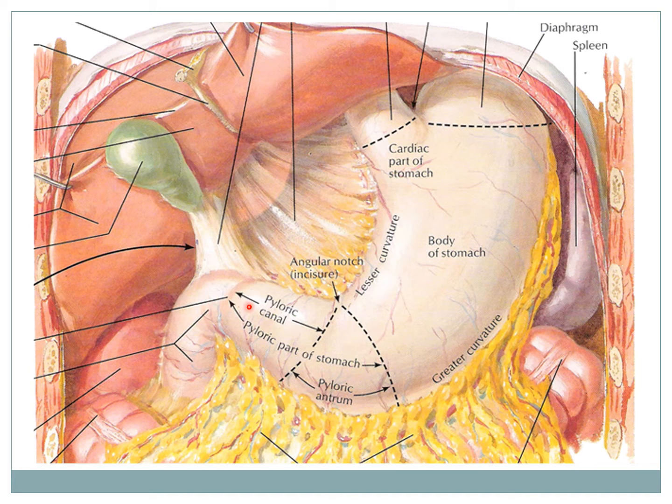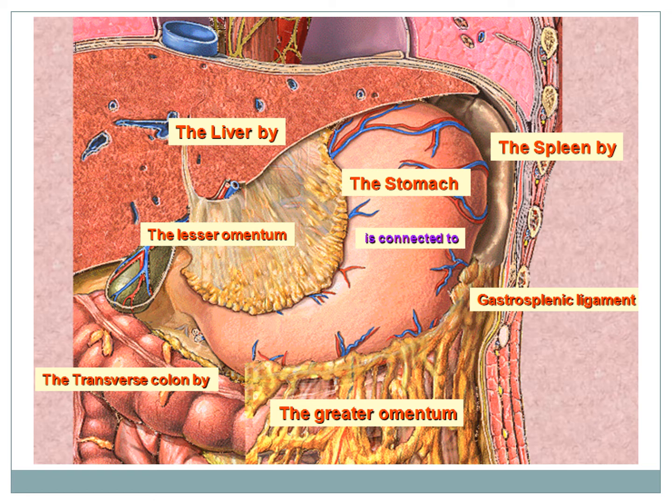It joins with the duodenum to form the pyloroduodenal junction. The cardiac orifice is the physiological sphincter, and the pyloric part is the anatomical sphincter. In the stomach and its connections, on the right side there is the liver, here there is the lesser omentum, this is the transverse colon, inferiorly there is the greater omentum, this is the gastrosplenic ligament, and here there is the spleen.